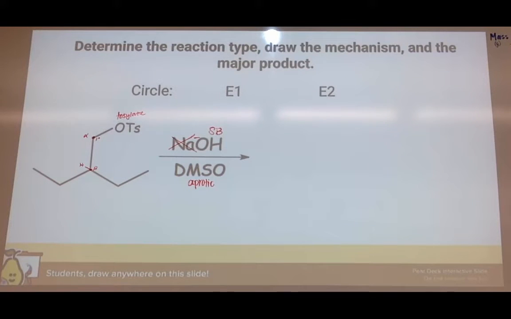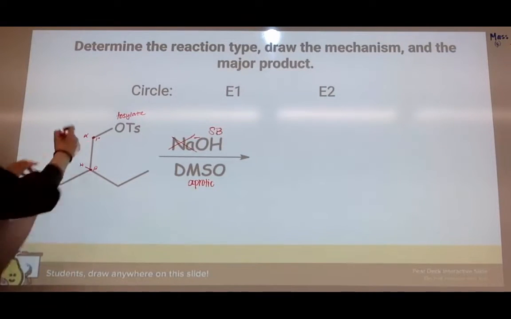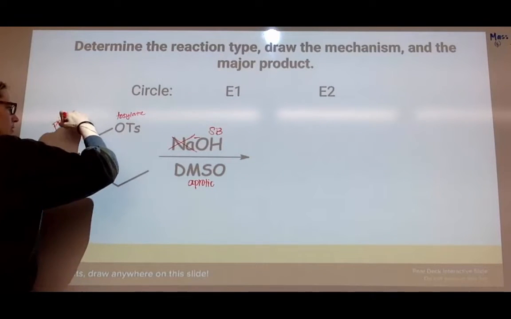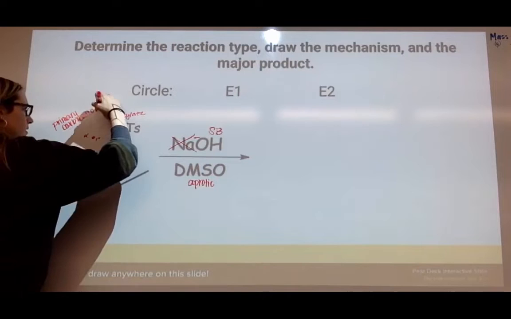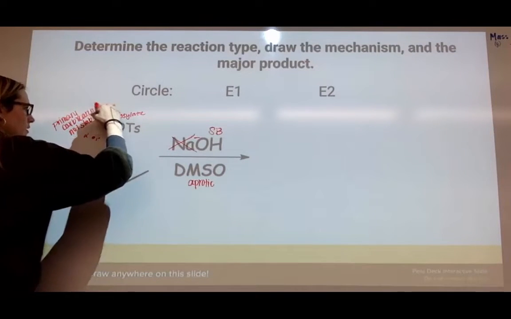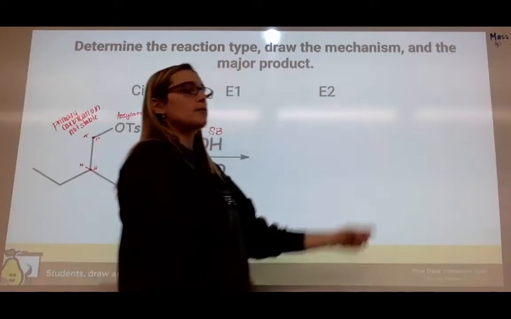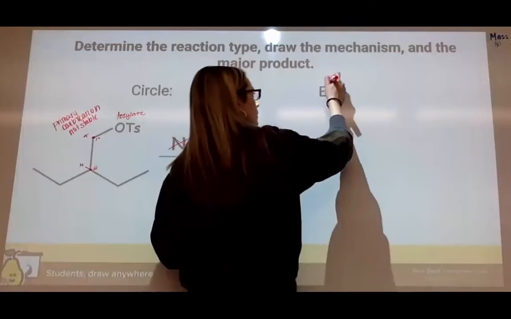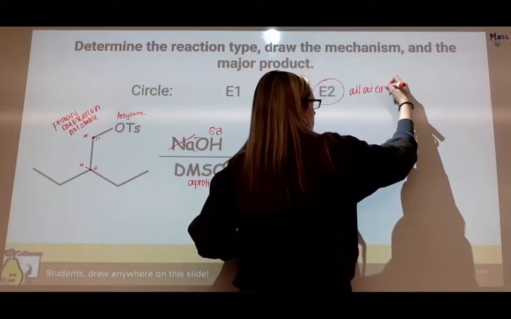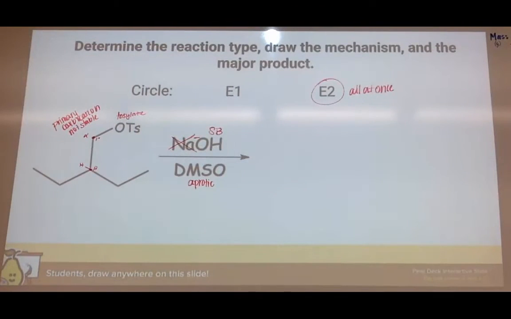Now let's just go through and think. Could we have a primary carbocation? Is that stable? No. So a primary carbocation is not stable. And we have a strong base. Strong base means it could remove that beta hydrogen all at once, which is good because we're not likely to form a carbocation here. So if it's going to happen all at once, what type of reaction is it, E1 or E2? E2. Happens all at once. It's a concerted reaction mechanism. So that's an E2 single step.